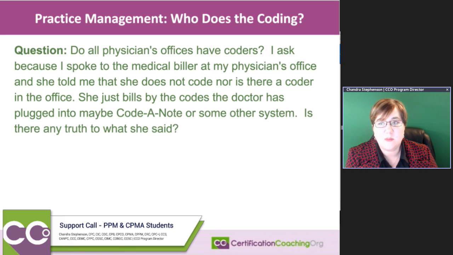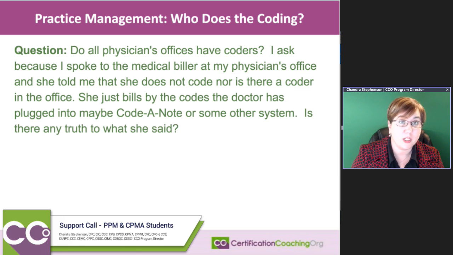I asked because I spoke to the medical biller at my physician's office, and she told me that she does not code, nor is there a coder in the office. She just bills the code the doctor has plugged into maybe a coded note or some other system. Is there any truth to what she said? Well, yes, there is. I don't really think that that biller was trying to lie to you. I really don't.